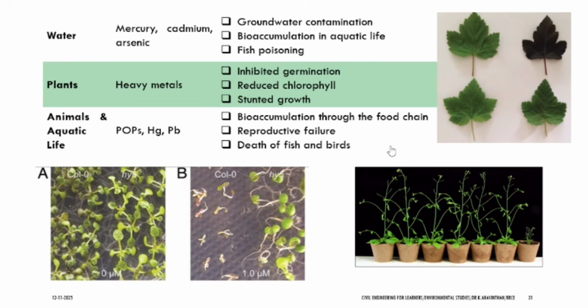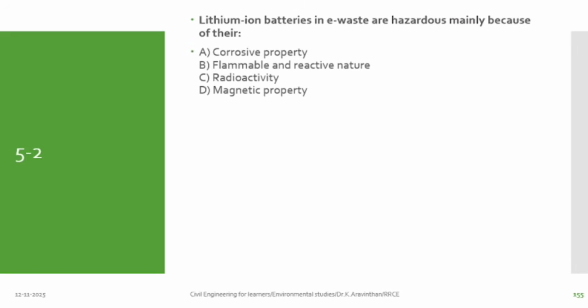Next thing is called stunted growth. What do you mean by stunted growth? In our house, if you are growing some plants, they will not grow quickly. Whereas when we see some plants growing in the nearby area by the street sellers, they are growing like anything. Plants get stunted like this. This is due to heavy metals and contamination.